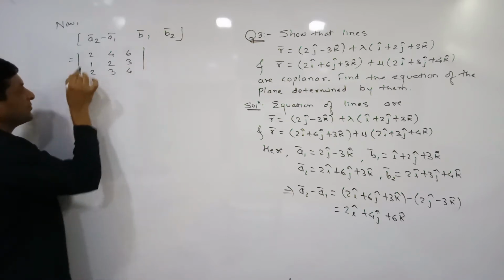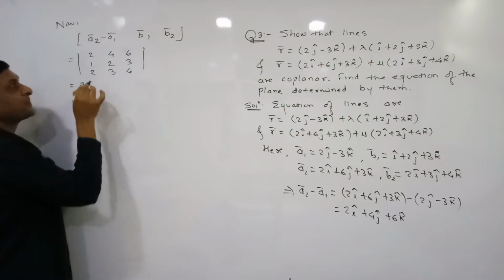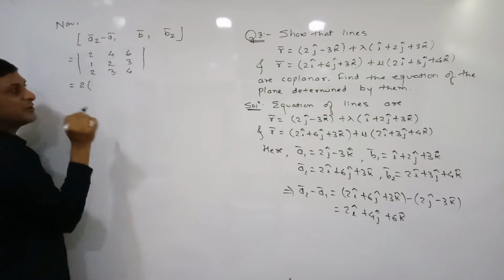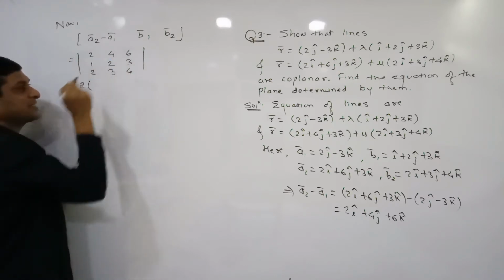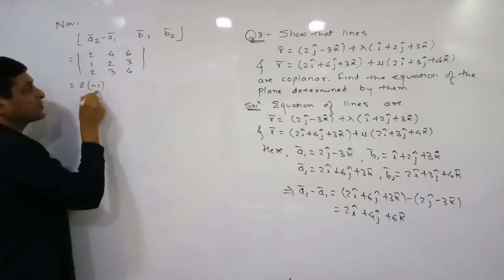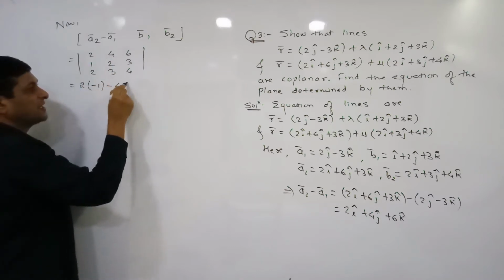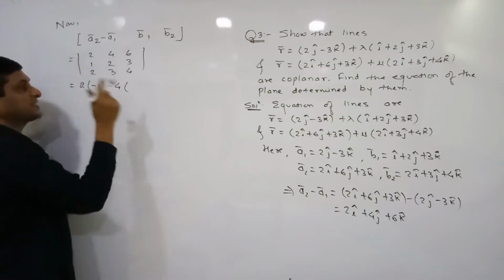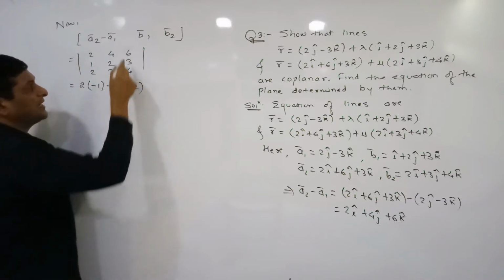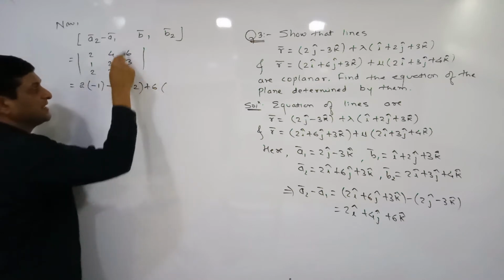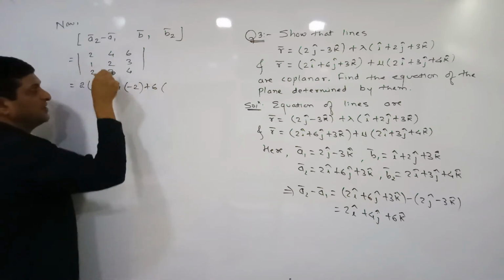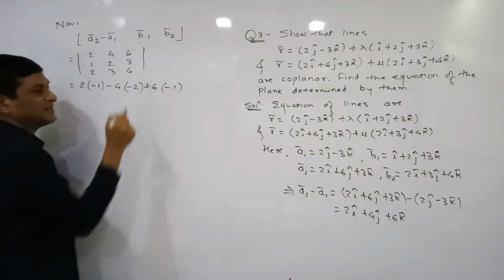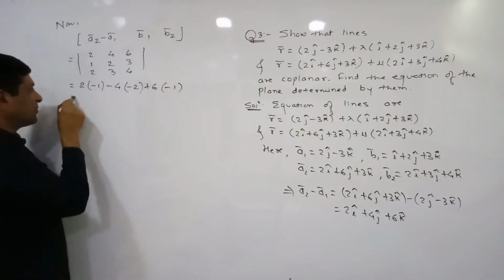Let us simplify this determinant. Keep this 2 as it is, delete this column, and find the determinant of these 4 elements. 8 minus 9 will be equal to minus 1. Here plus 4 is there, so write down here minus 4, delete this column. So this product is 4. 4 minus 6 is minus 2, and here plus 6, keep it as it is, delete this column. 3 minus 4 will be equal to what? Minus 1.